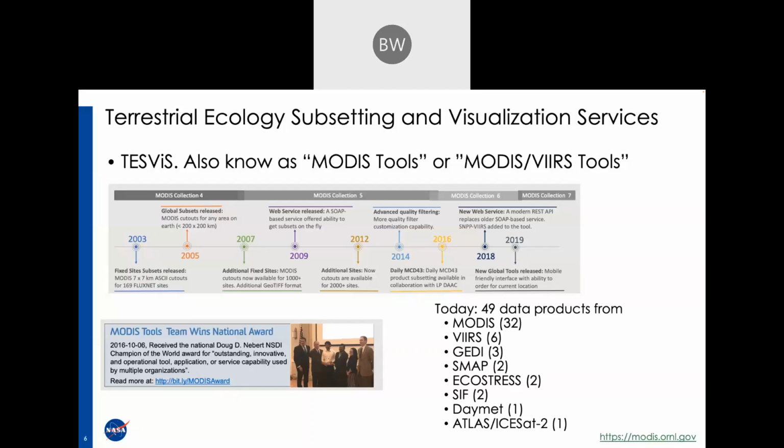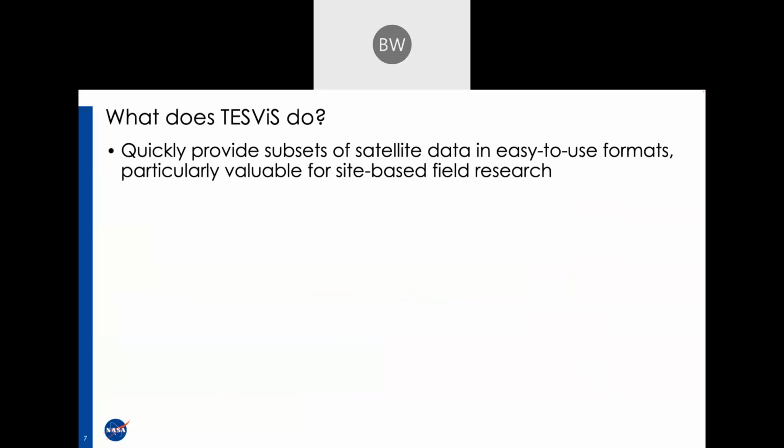But Rupesh is going to talk about this a little bit more. Some of the GEDI data products and the ATLAS ICESat-2 data product are actually footprint level. So there are some interesting challenges in trying to integrate these different kinds of data sources. Next slide. So what do TESViS and the MODIS VIIRS tools do? They quickly provide subsets of these satellite data in easy to use formats, and they're particularly valuable for people who are doing site-based research, who are interested in fairly specific areas and times.